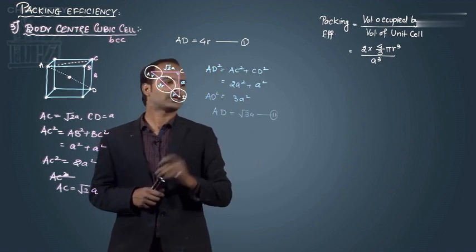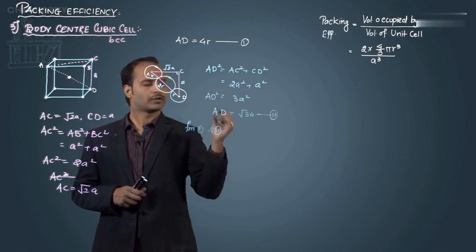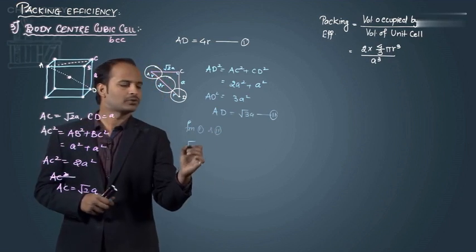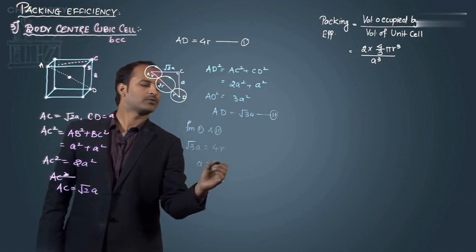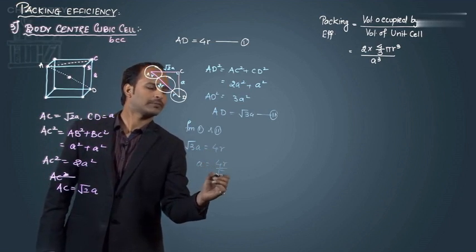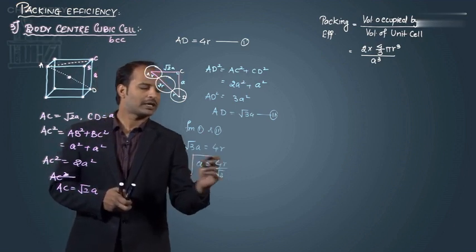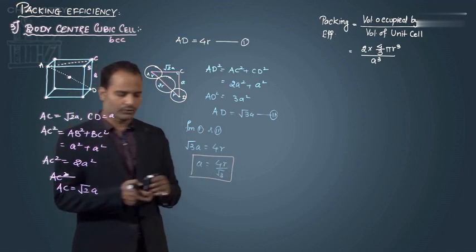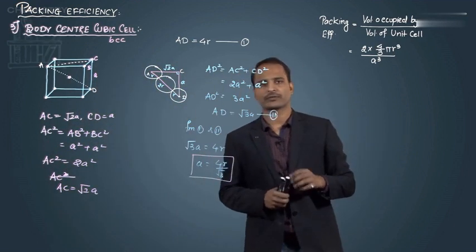From 1 and 2 I can say that root 3a is equal to 4R. So a is equal to 4R upon root 3. So this is the relation which we got between a and R, that a is equal to 4R upon root 3.